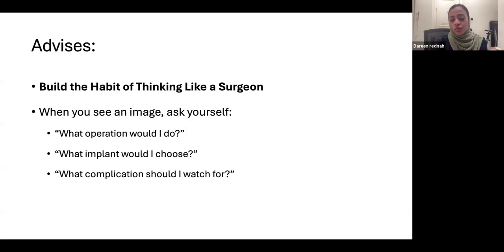What complications should I watch for? Radial artery, median nerve, flexor tendons. What approach will I open? Dorsal or palmar approach. What is the length of the incision? Plan the surgery as if you're going to operate on the patient. Once you get the chance to operate on a patient, you will already have planned the surgery.